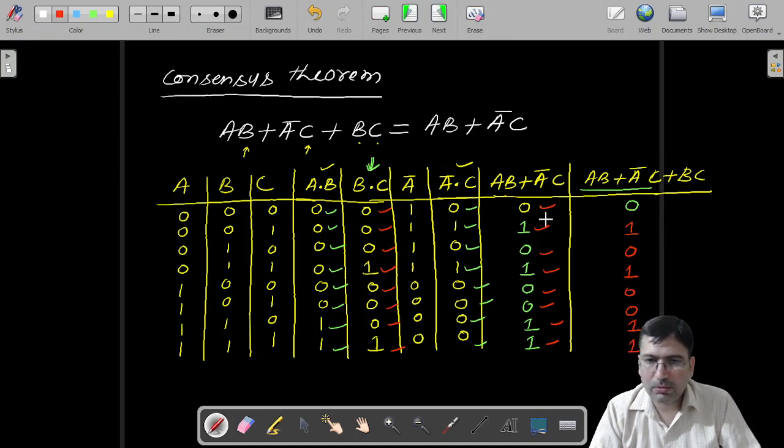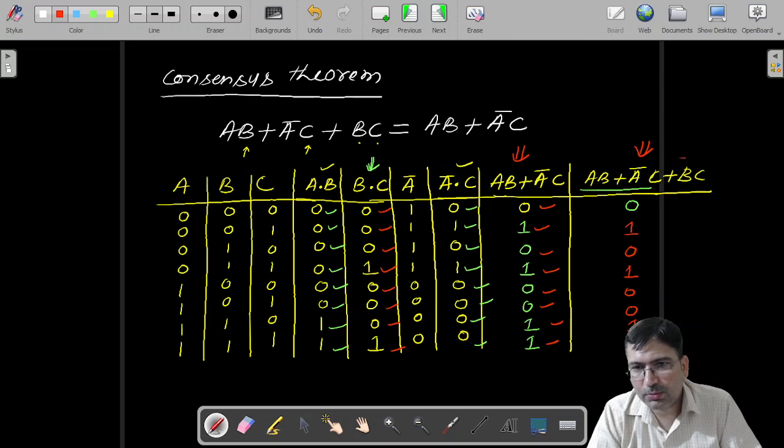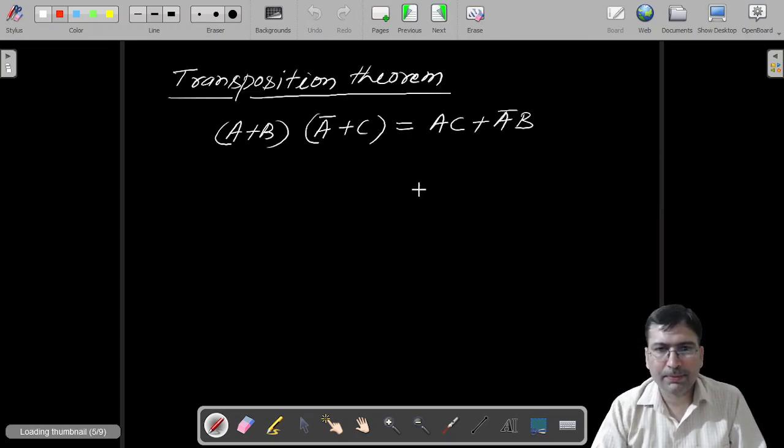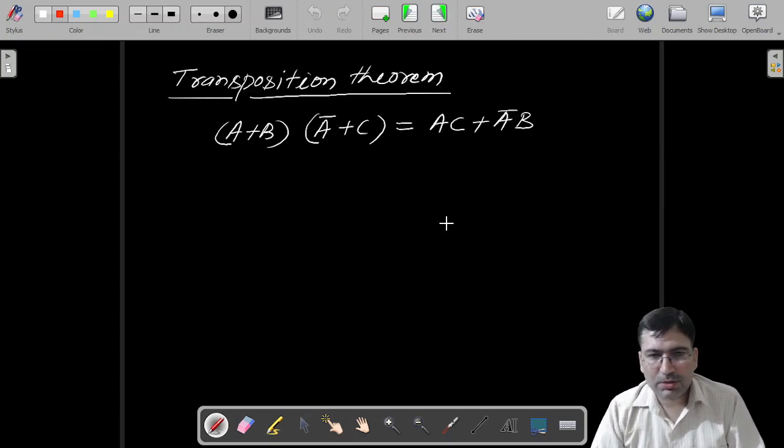So if you find out this particular column and this particular column, both are having the same value. So ultimately you can say this BC is redundant. Whether it is there or not there, it has no effect. This is the consensus theorem, right? Now the next is the transposition theorem.